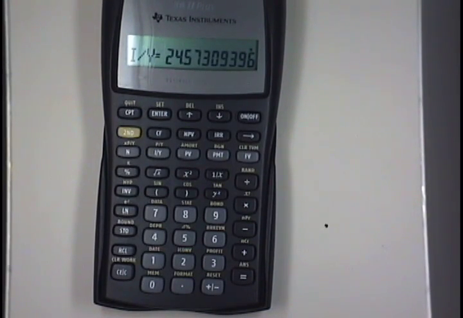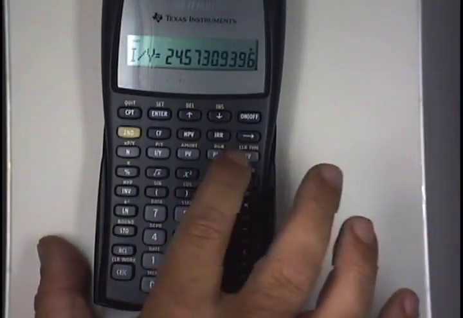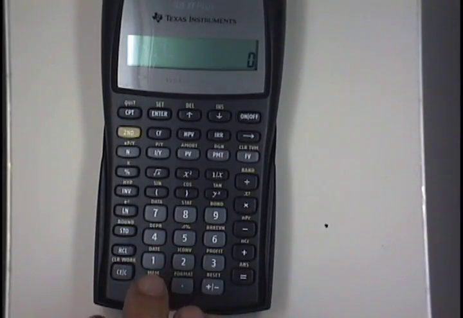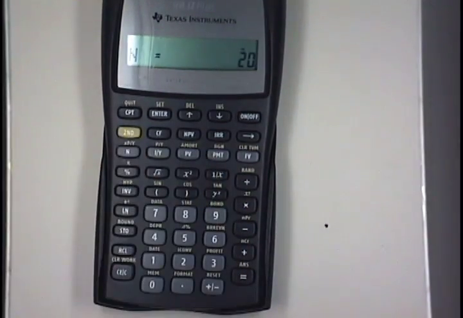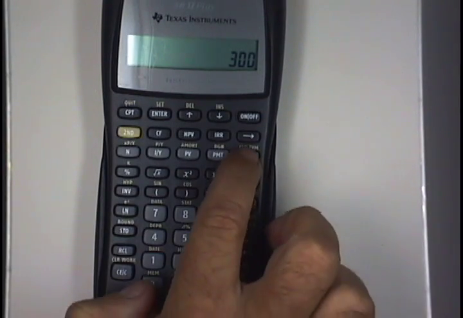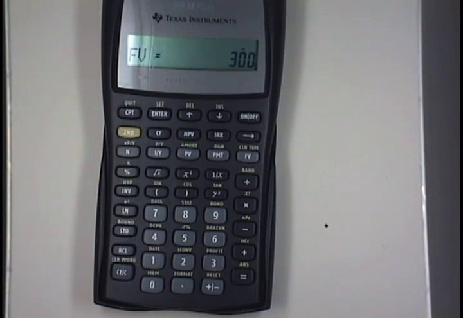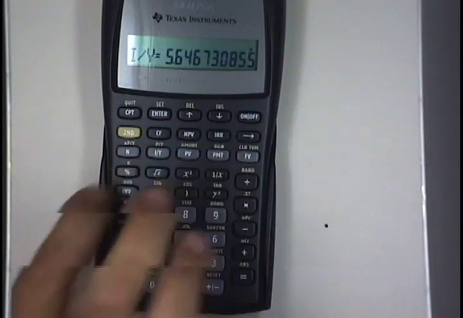Now, if we compound quarterly, what would change? Think, how many quarters are there in 5 years? 4 quarters in a year, that would be 20 quarters, right? Let's clear our time value of money information. So if I had 5 years and I'm now doing quarterly, I would have 20 quarters or periods. I'm still starting with $100 as a present value. I still have no payment, and I need a $300 future value. I can now solve for my interest rate.